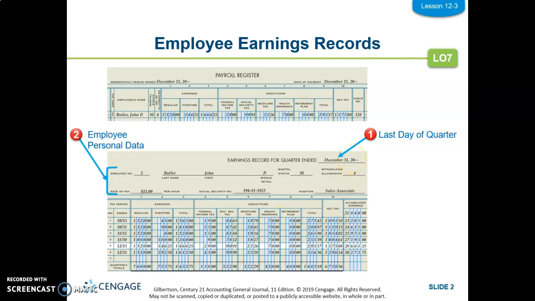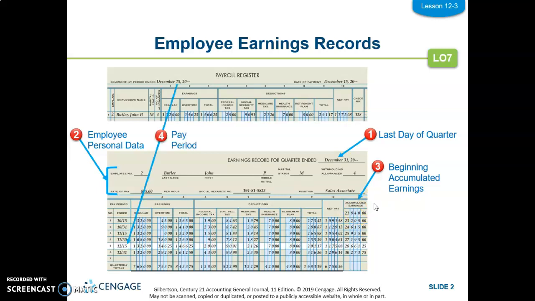Then we get all the employee personal data again from their files, from W-4s and other things in HR. So their employee number, their name, what their rate is per hour, their social security, marital status, etc., withholding allowances and position. Then we have this beginning accumulated earnings number, and this is from the previous quarter, what their total gross earnings are. Okay, and I would write that out to the side. It is gross earnings, it is not net earnings.